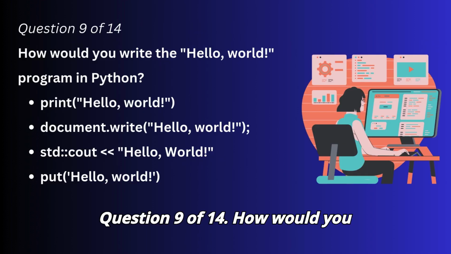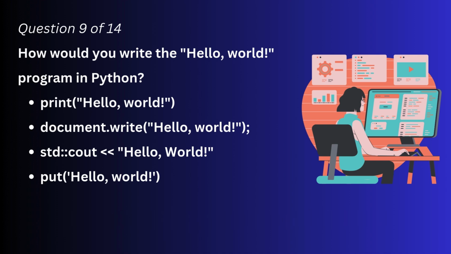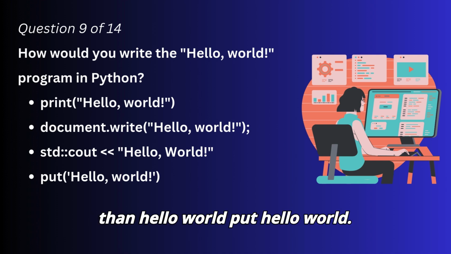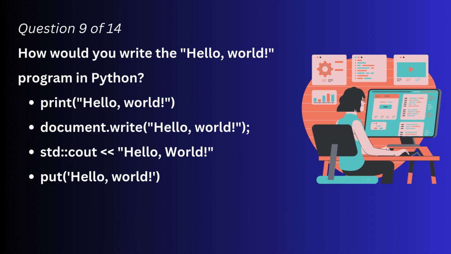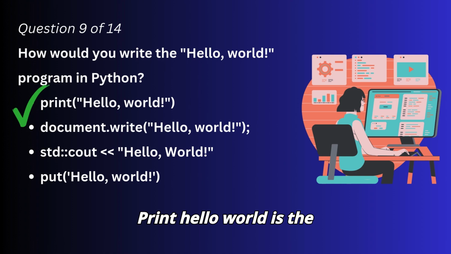Question 9 of 14. How would you write the Hello World program in Python? Options: print("Hello World"), document.write("Hello World"), std::cout << "Hello World", put "Hello World". Print Hello World is the correct option.